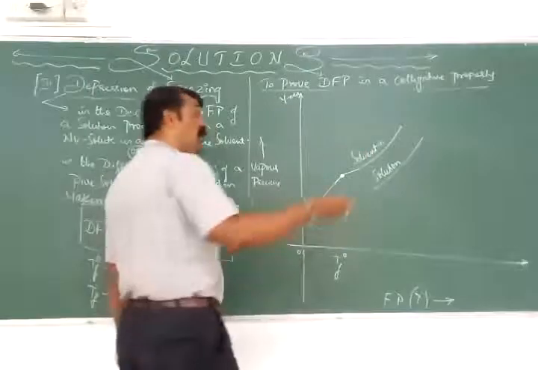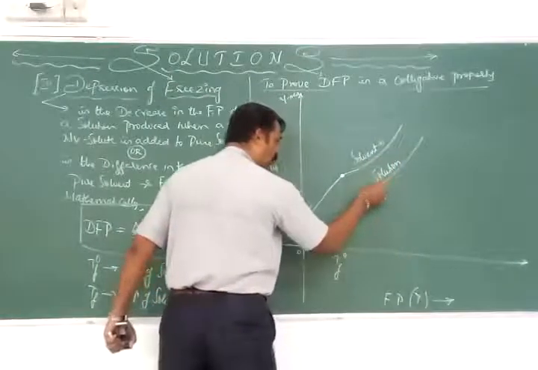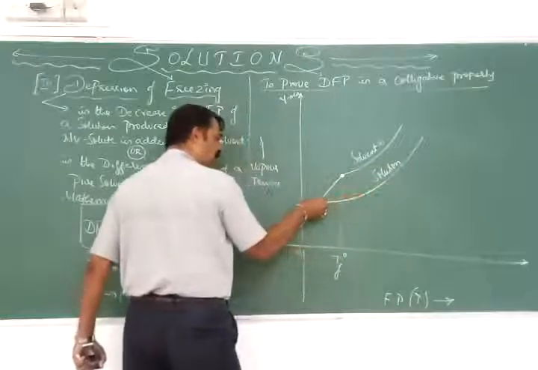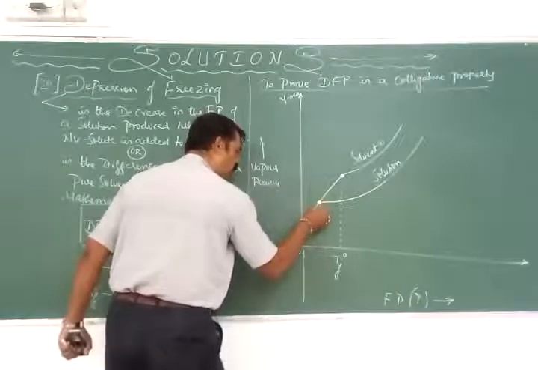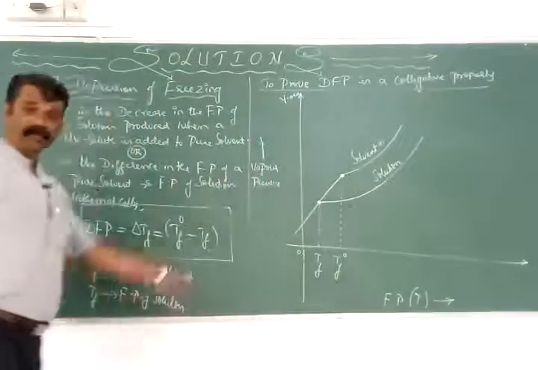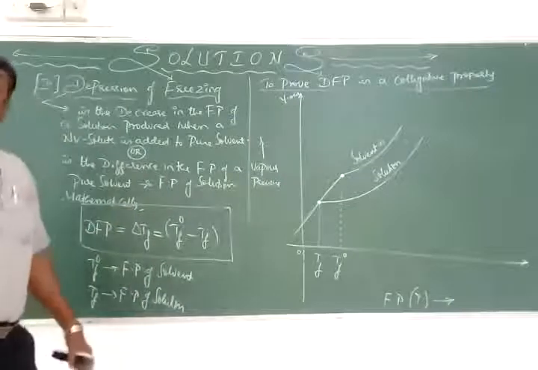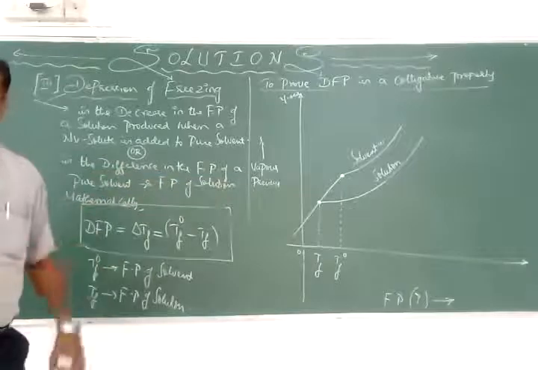Similarly, as the temperature decreases, the vapor pressure of the solution also goes on decreasing and reaches this point, and this sudden decrease is called TF. What is TF here? It is the freezing point of the solution. TF naught is the freezing point of the solvent, and TF is the freezing point of the solution.